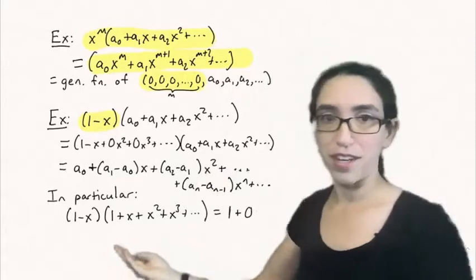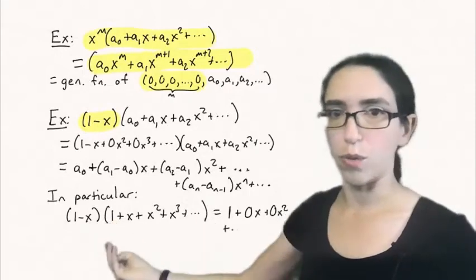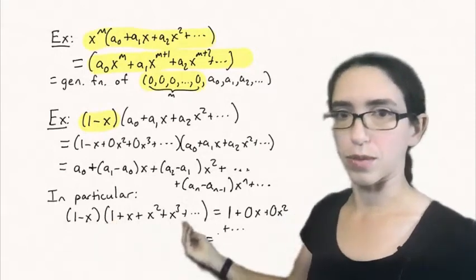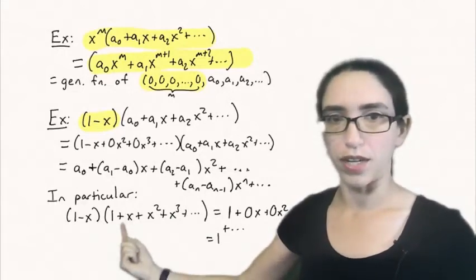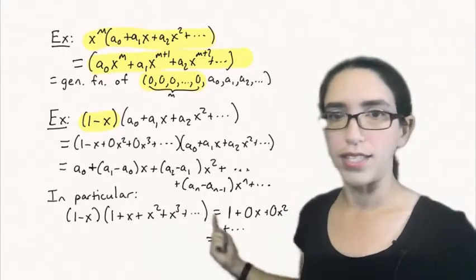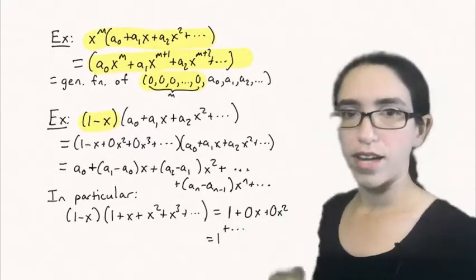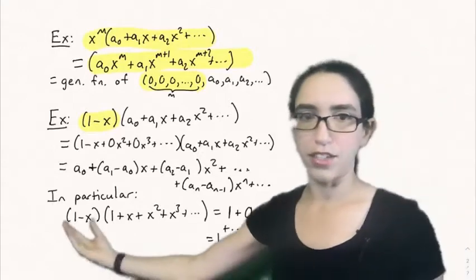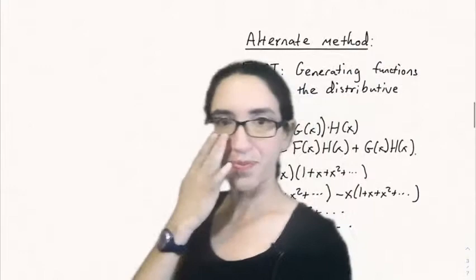Let's look at an example here where we multiply 1 minus x by the generating function of the all ones sequence, 1 plus x plus x squared plus x cubed, etc. Well, now all of these successive differences, 1 minus 1 and 1 minus 1 and 1 minus 1, etc., are all 0. And so we get just the generating function 1 as the answer. And so the product of 1 minus x and this big generating function is just 1.